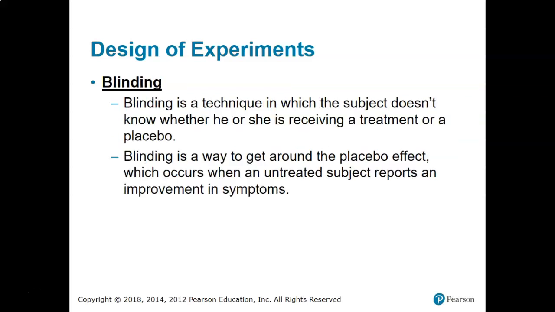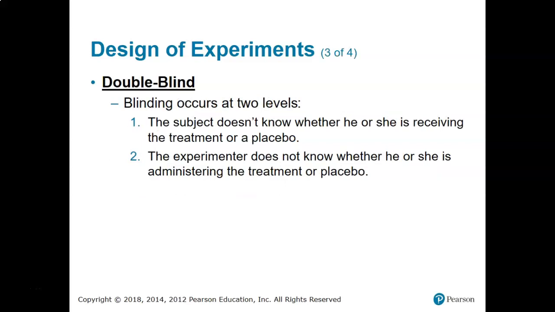Blinding is a technique in which the subject doesn't know whether he or she's receiving a treatment or a placebo. It's really important because sometimes if you think you're getting the treatment, you may have a psychological effect from that, and it's just better for the person that's receiving it or not receiving it to not know whether they're getting the treatment or not. So blinding is a way to get around that placebo effect, which is what I was just describing, and that occurs when an untreated subject reports an improvement in symptoms. So maybe they're getting the sugar pill and because they have that psychological effect, it actually causes them to see an improvement in their symptoms when in fact they're not really even getting anything that's going to affect that particular condition.